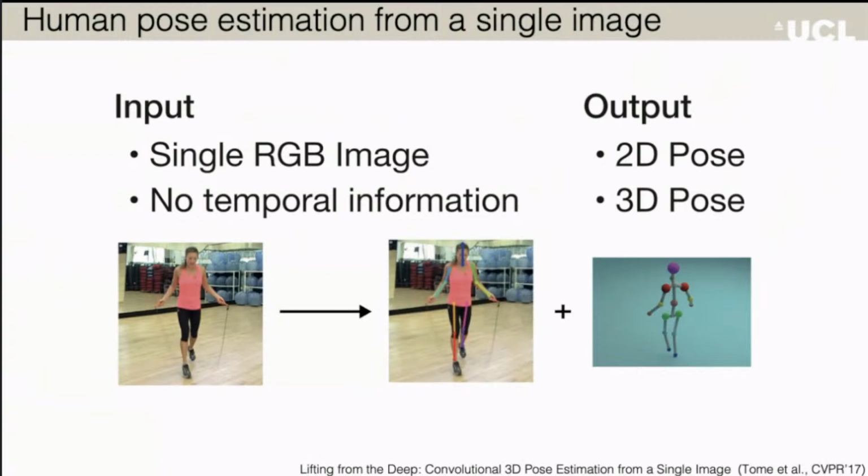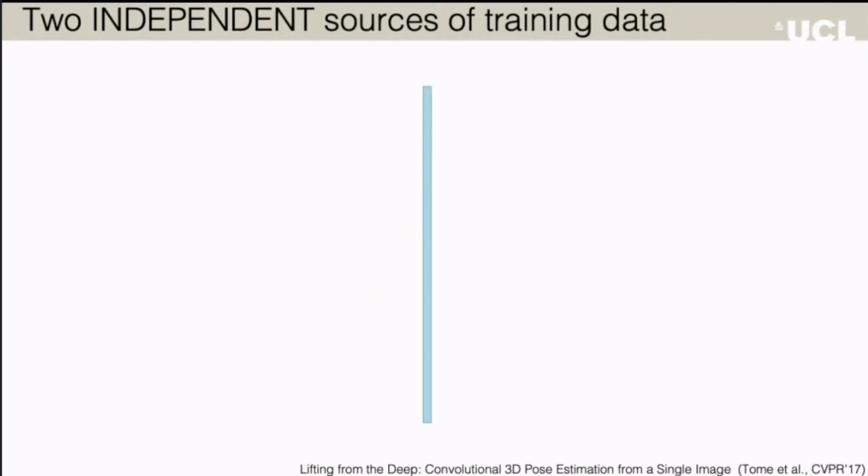So another area that we've been working on a lot is reconstructing human poses from a single image, and here what we wanted to solve is two problems simultaneously. So to go from a single RGB image to being able to detect the 2D pose of the person and also the 3D pose. So we're jointly estimating 2D and 3D pose from a single RGB image. And in theory, what we wanted to do is not to need any images that were annotated with 3D. So I'm going to show you how we do this.